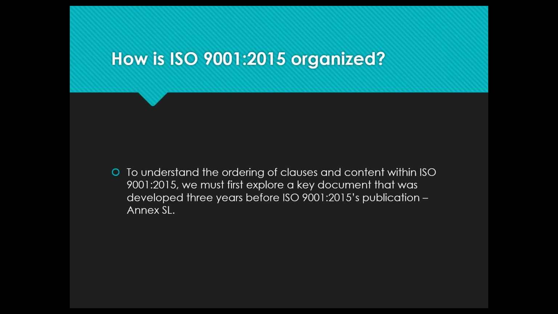So to understand how ISO 9001:2015 is organized and what's where and why it's ordered in the manner that it is, you first have to understand a key document that was developed 3 years before ISO 9001:2015 was published, and that is Annex SL.